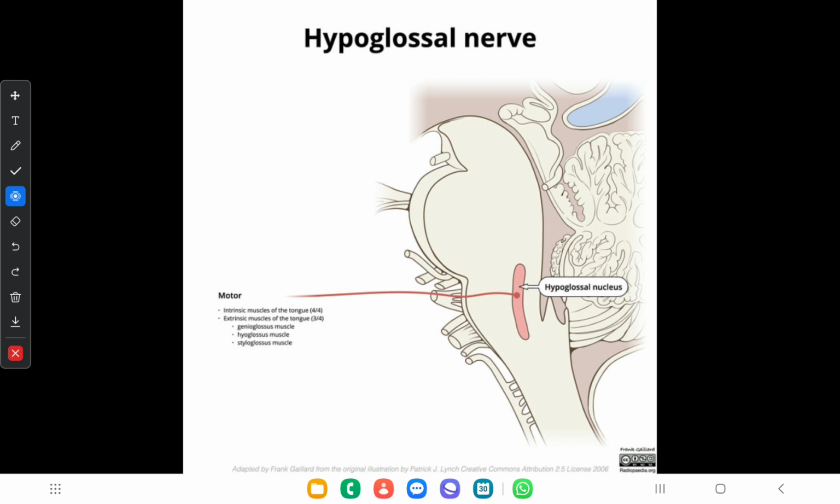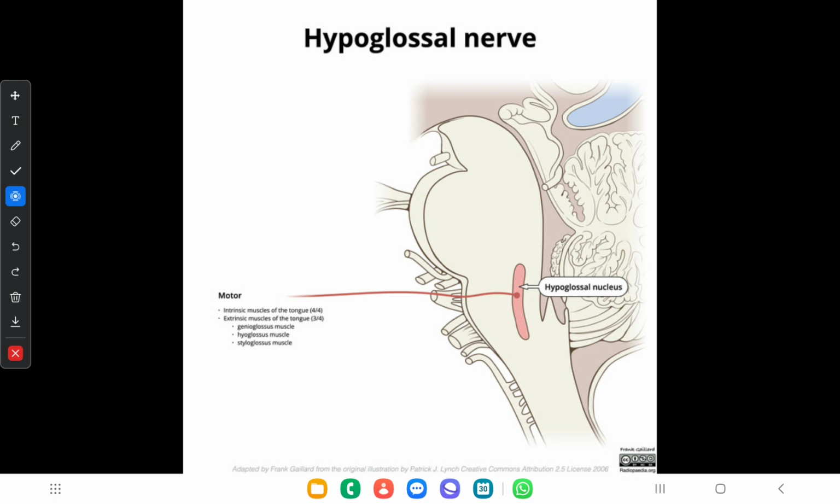Today I'm going to discuss the hypoglossal nerve, the 12th cranial nerve. Hypoglossal nerve is a purely motor nerve. It has only one functional component, general somatic efferents. It supplies lingual muscles developed from occipital myotomes, all intrinsic muscles and all extrinsic muscles of the tongue except palatoglossus muscle. Remember that very well. Hypoglossal nerve supplies all intrinsic muscles and all extrinsic muscles of the tongue except palatoglossus muscle.